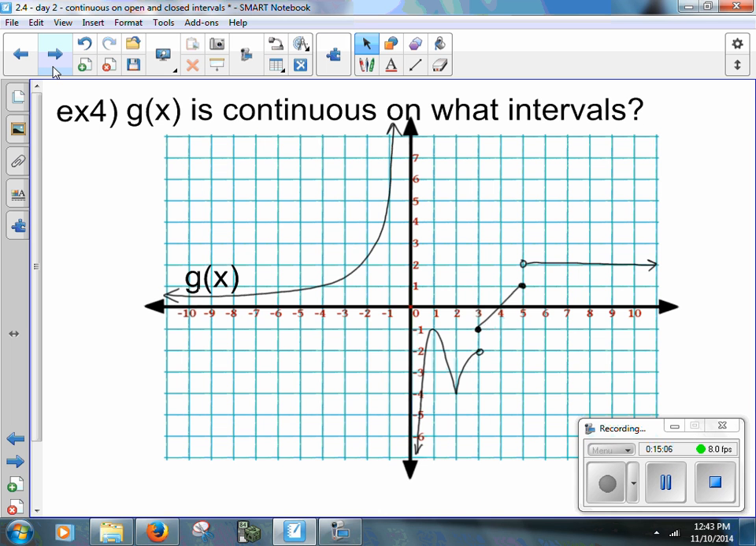G of X is continuous on what intervals? What kind of function is G of X? G of X is everything on that graph. Okay, what kind of function is that? Is it a quadratic? No, it's not. That's just continuity, not kind of function. But good, it's got a whole lot of discontinuity, doesn't it?